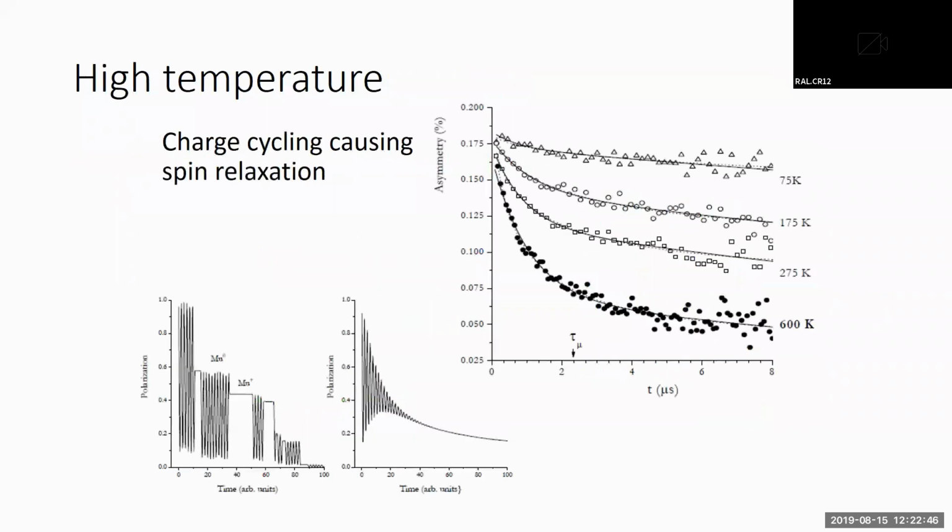At high temperatures, generally you've got charge cycling taking place, the muon capturing and subsequently losing electrons. And these are typical relaxation curves. As we increase the temperature, polarization is actually increasing here, corresponding to more rapid charge cycling.